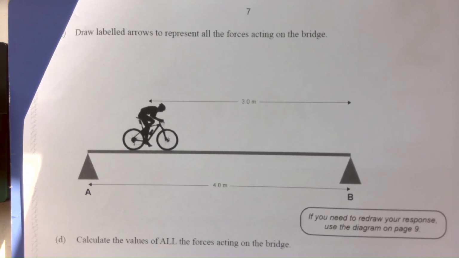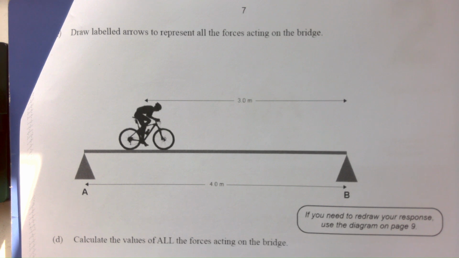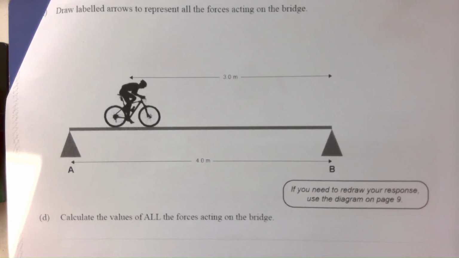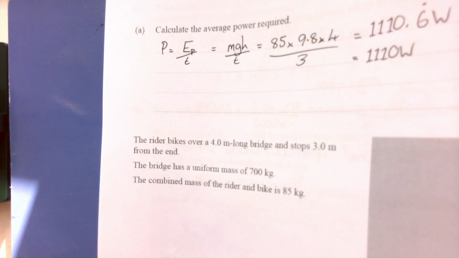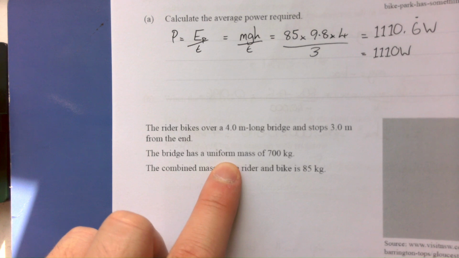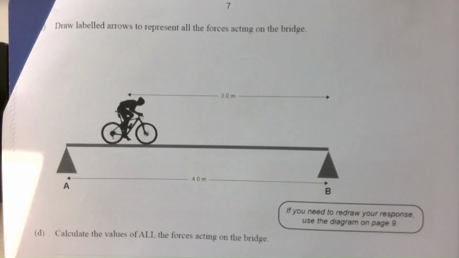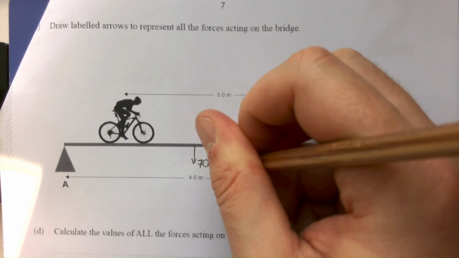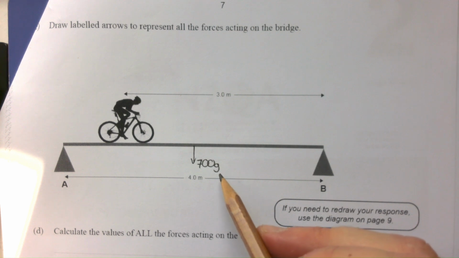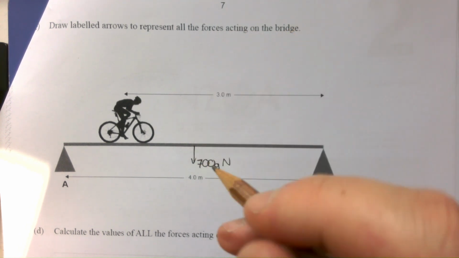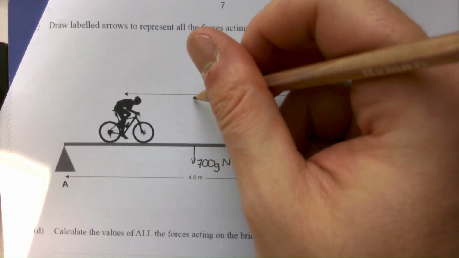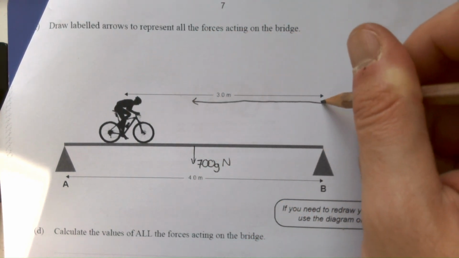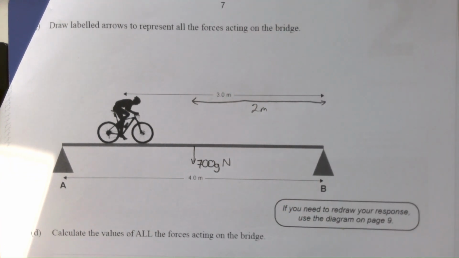Now part C is to draw labelled arrows to represent all the forces acting on the bridge. We were told that the bridge has a mass of 700 kg, and we are told that the bridge is uniform. That means it is symmetrical. And so the 700 kilograms, or the 700 lots of g newtons, are acting precisely halfway through. So I'm going to have my own little addition just to remind myself that it's 2 meters to the middle.